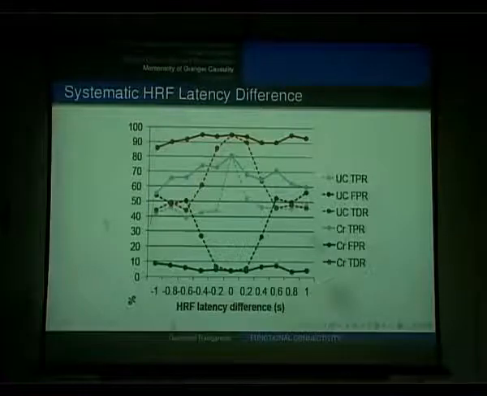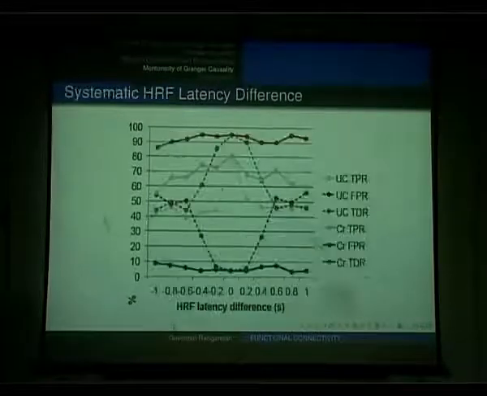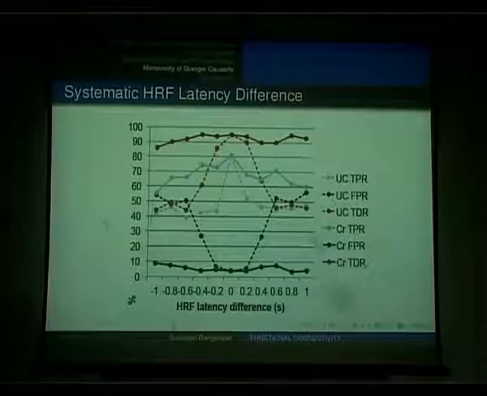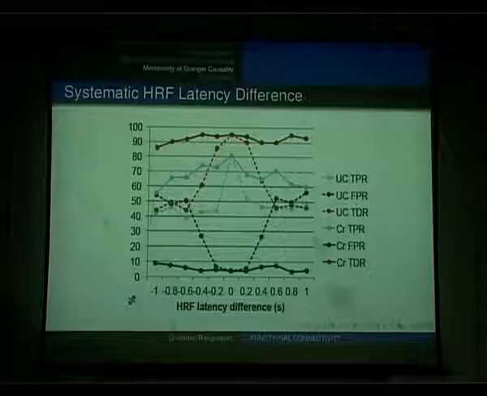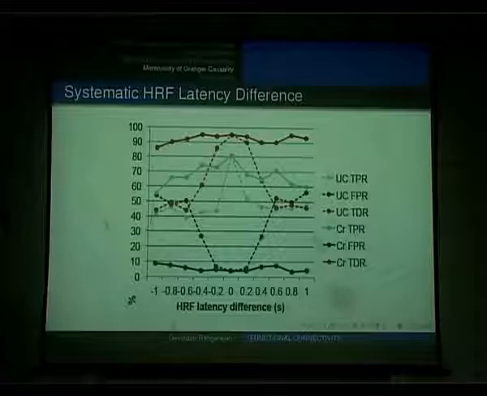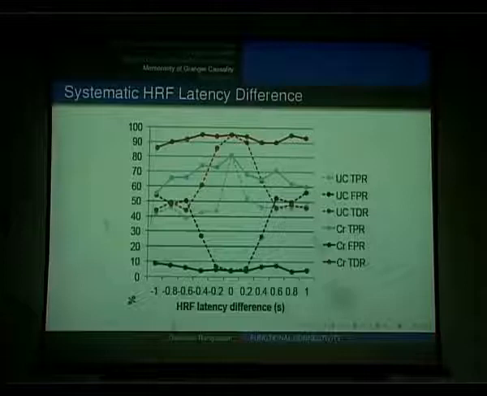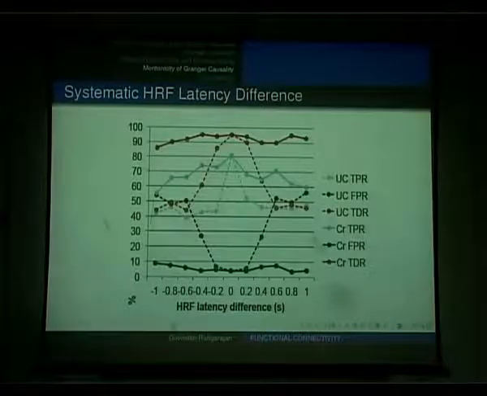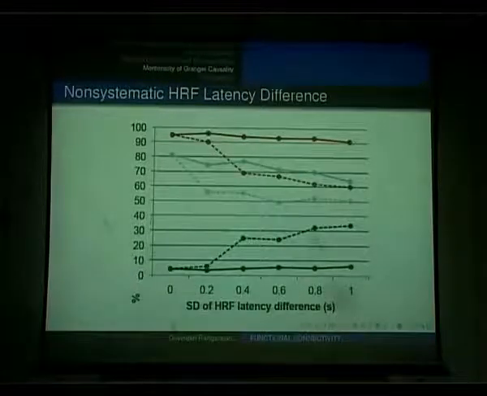So if you do that, this is what we have done here. If you do not correct, the true prediction rate just drops as you have differences in the HRF latency, the time at which the HRF peaks. But if you correct for it, then you get a pretty flat curve where the prediction remains pretty good. So there is a nice mapping from the neuronal level signal to connectivity at the BOLD fMRI level. So you can do the same thing for different conditions.